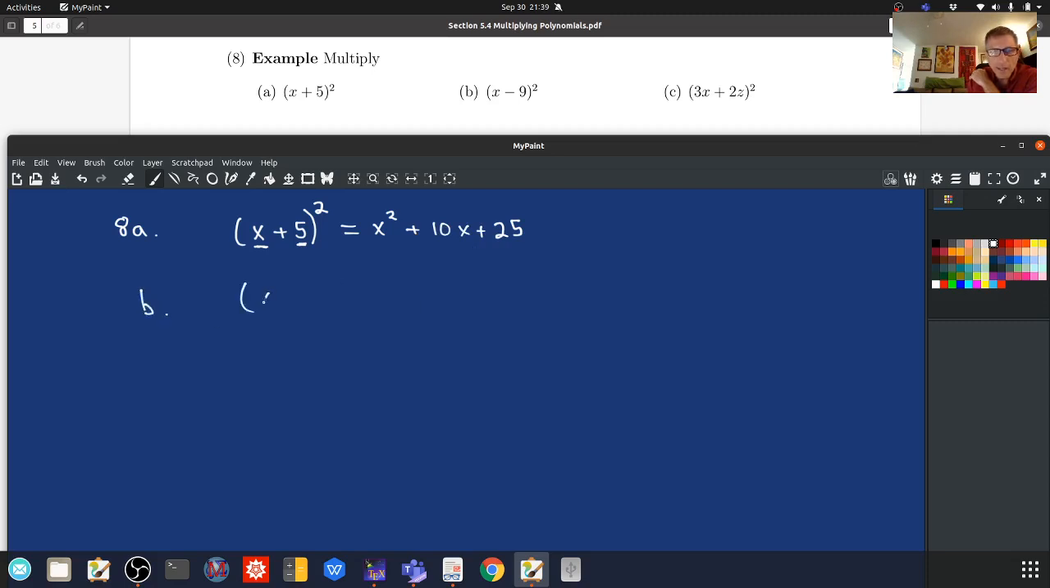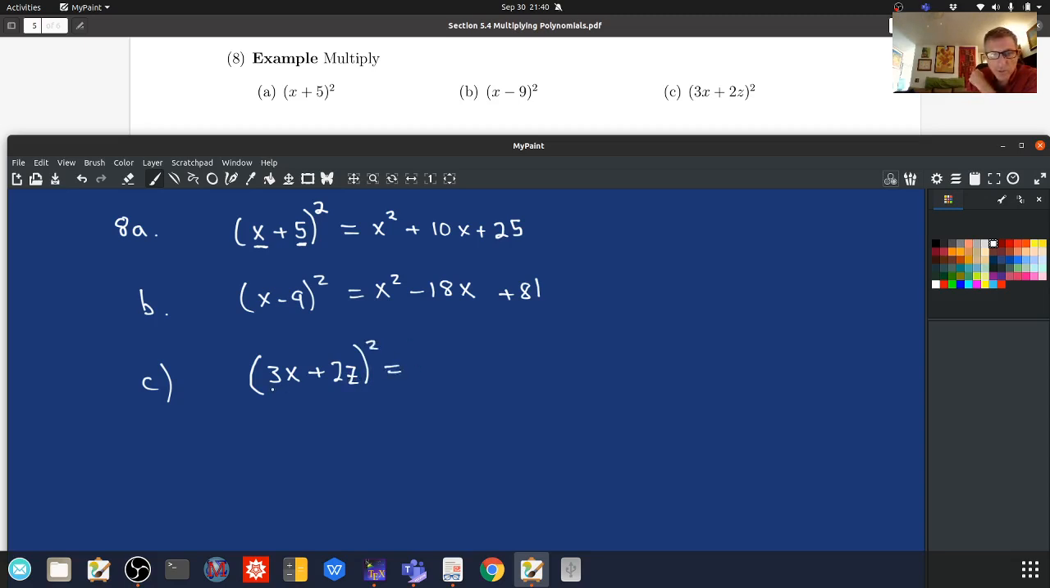B, x minus 9 squared. So again, x squared is x squared. Minus 9 times minus 9 is plus 81. Minus 9 times x is minus 9x, and then I multiply it by 2 to get minus 18x. And let's do C. Notice how I'm literally doing all of this in my head, and it's okay that you do so on the exam when it has to do with special products only.